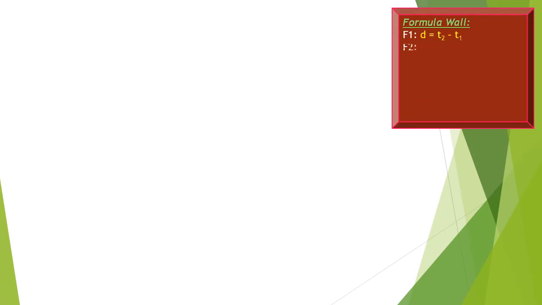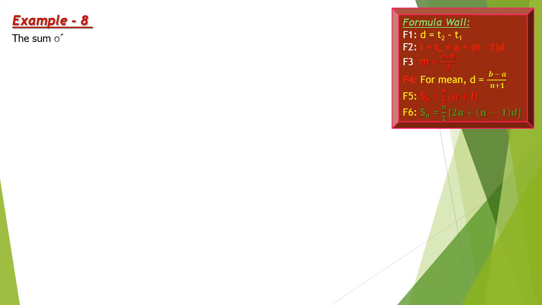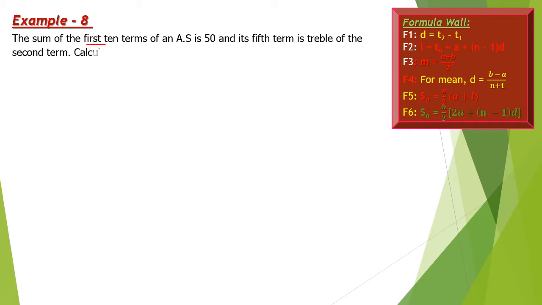Now it's time for example 8, students. Now this is a very important question. All questions are important. Here also we are going to create a condition. The sum of the first 10 terms is given. That means we have to apply the formula of sum, that is f6. And there is a condition for a term. The fifth term is 3 times the second term, that is t2. We know that t5 is a plus 4d and t2 is a plus d.